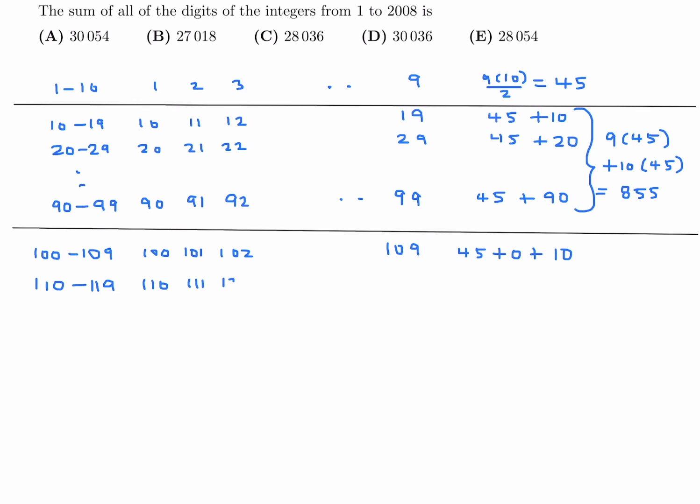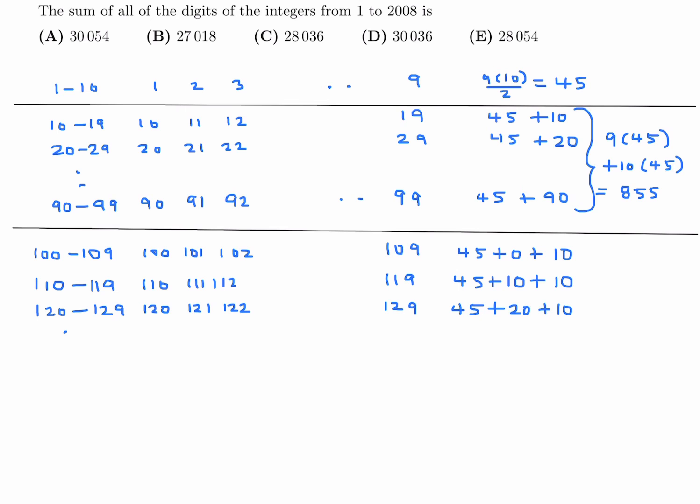110, 111, 112, all the way until 119. Units digits, again, give me 45. But now the tens digits give me all ones. So if I add up those, there'll be 10 of those. And then the hundreds digits are, again, just ones. So that just gives me 10. And then similarly for 120 to 129, this gives me 45 for the units digits. It gives me 20 this time for the tens digits because it's all 2's and there's 10 of them, so 2 times 10 is 20. And then for the hundreds digit, it's still 10.